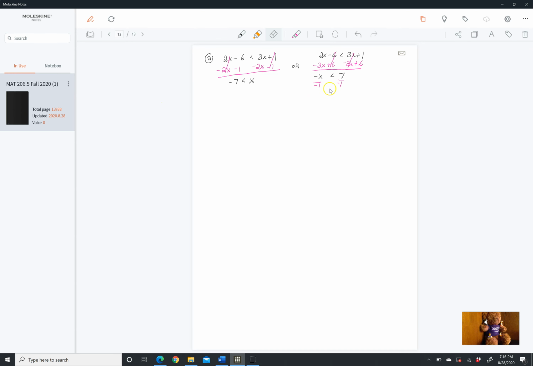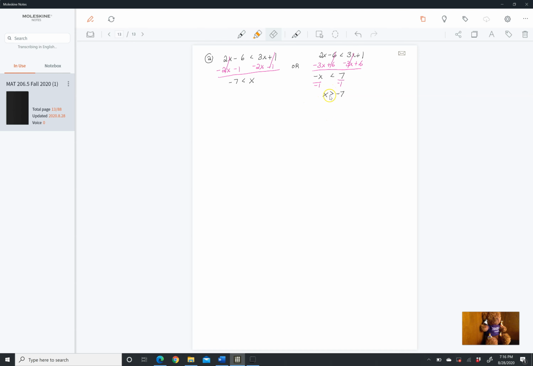And because we're dividing by a negative number, we flip the inequality. So don't forget to do this. So we wind up with x is greater than -7. Okay, so we get the same thing. In both cases, the x is on the greater than side, right?